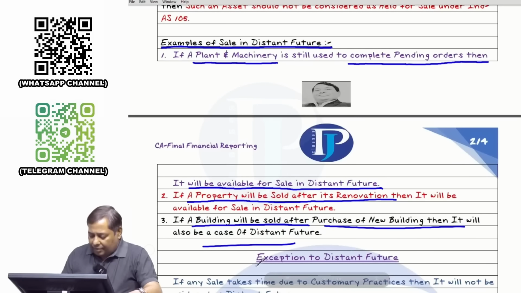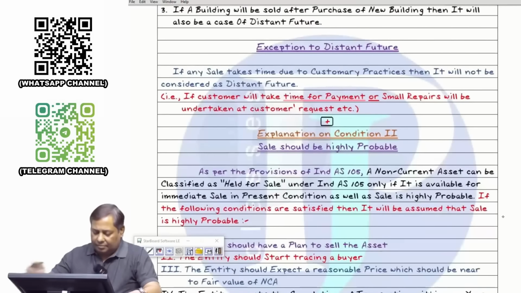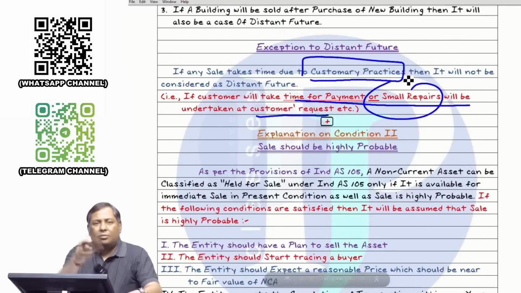Then I told you the exception to the distant future: routine things. In your customary practice, if there is a small request from a customer, you do a small repair. So this is a common thing. Don't call this distant future.